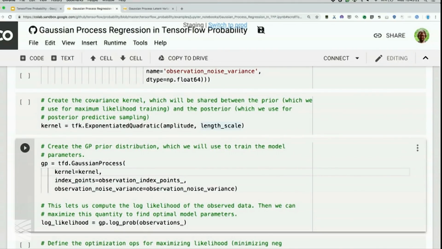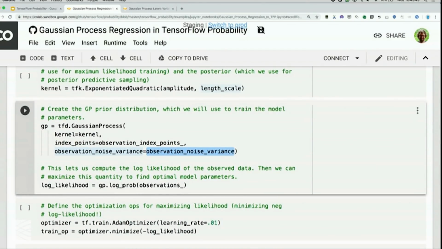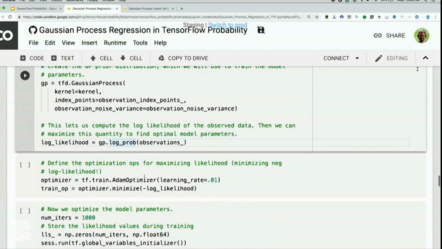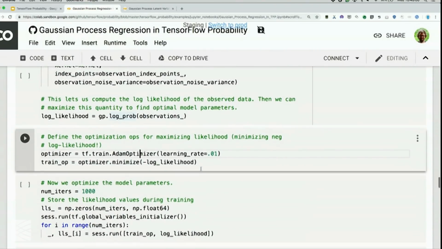Index points refer to the points in the index set, right? We said that a GP is a collection of random variables, any finite subset of which is Gaussian distributed. So this is my finite subset, what I call the index points, the points in the index set. Those are the locations of the observations. And then the noise variance is parameterized, again, by that trainable variable up above. I'm going to train those variables by maximizing the likelihood of the data under this GP model. I'm going to do that with an Adam optimizer, and I'm going to minimize the negative log likelihood.